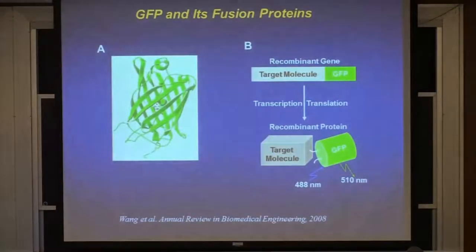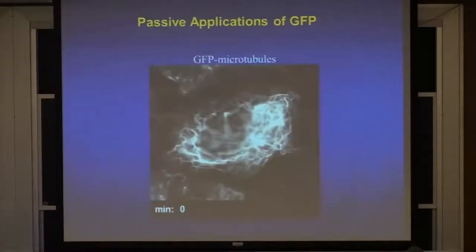So with the green fluorescent protein and its colorful derivatives, now it's very convenient. As you can imagine, you can easily do some subcloning to put the target molecule gene together with the GFP gene so that you can create a chimeric protein. Wherever the target molecule goes, the GFP will go together. So you can light up the traffic of the target molecule.